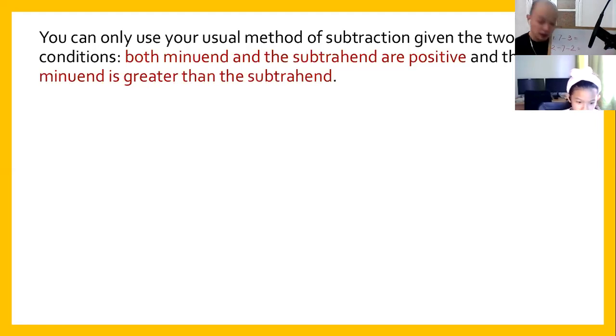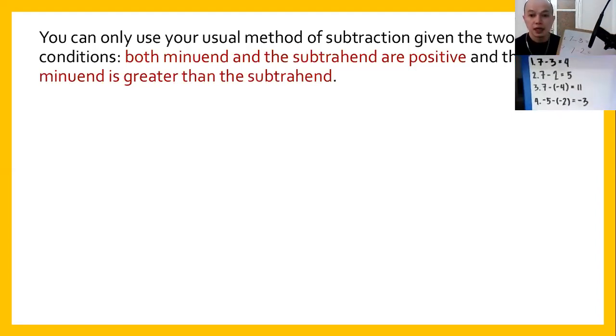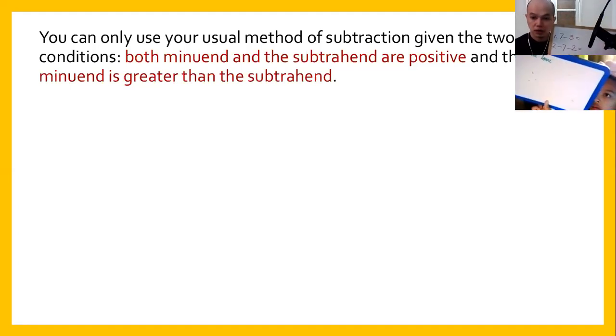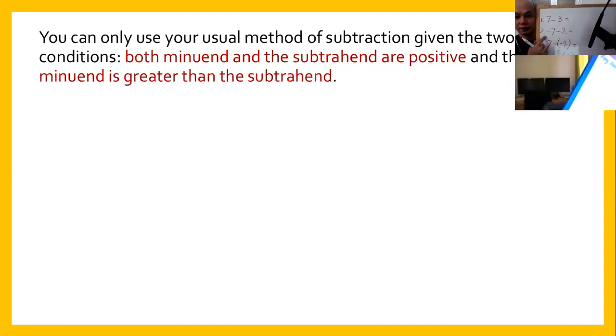I'm done, so you are done. Let me see what your answers are. So you have 7 minus 3. You just subtracted right away, 4. Number 2 is negative 7 minus 2. Can you see that? Yeah. Please change number 2.